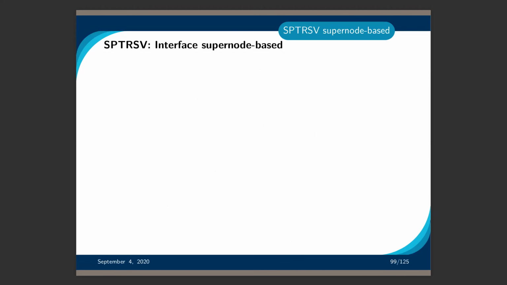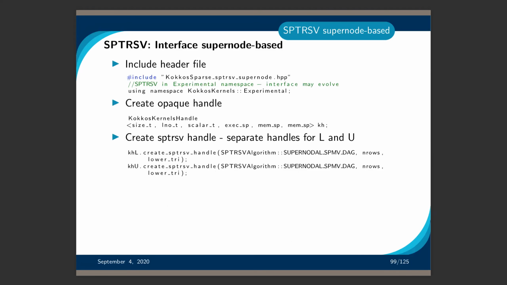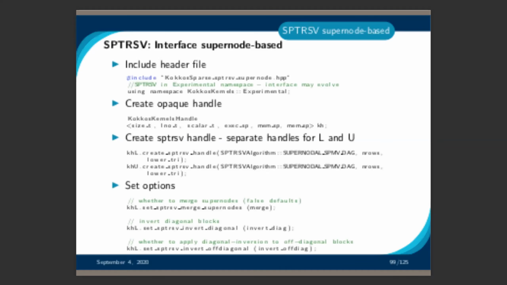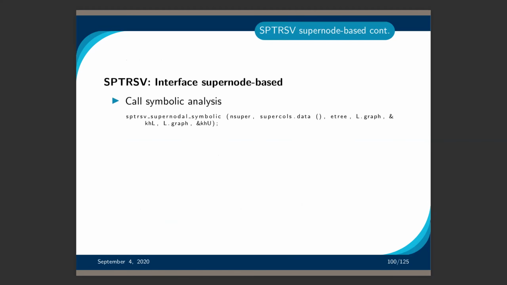So a brief walkthrough of usage of the code. Include the header file, and create your opaque handle, and initialize it for SPTRSV. In this case, we're going to demonstrate using the supernodal SPMV DAG algorithm option. And then set options. For example, if you want to merge supernodes, by default, this will be false. To invert the diagonal blocks, this is required for the supernodal SPMV DAG routine, and whether to apply diagonal inversion to the off diagonal blocks. Then call symbolic analysis, call the compute phase, and finally call the solve phase.